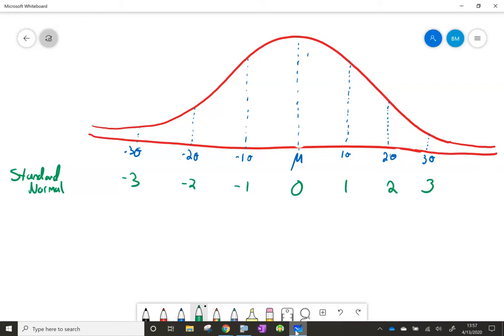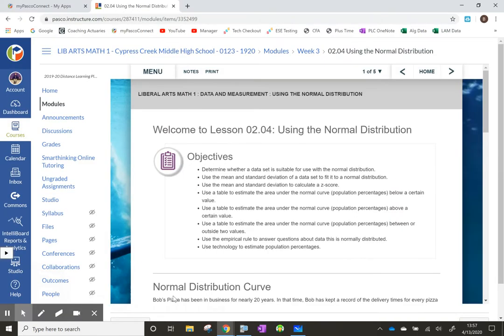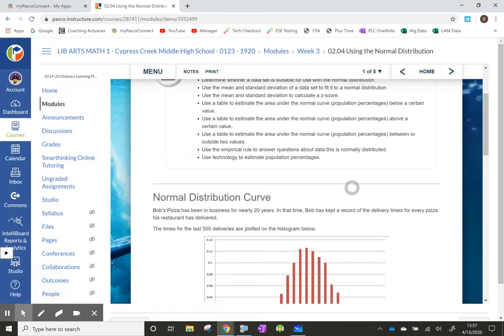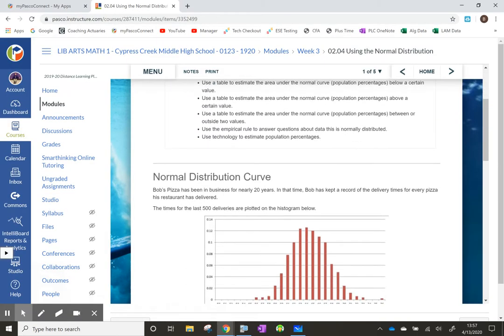All right, guys. In this section this week, we're talking about the normal distribution. Now, first off, a normal distribution is kind of the spread of data that you've collected. And a normal distribution is one where most of the data is centered around the mean, and then it kind of tails off in either direction the further away you get from the mean.